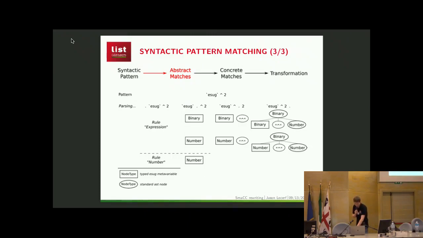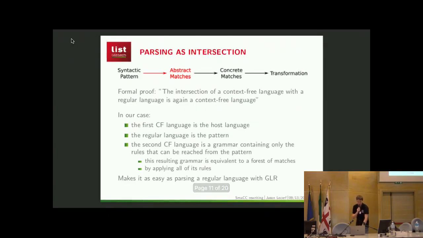And why is it so simple to get meta variable types? Because it's based on parsing as intersection. It's quite a nebulous theory if you read it like this: the intersection of a context-free grammar with a regular language is a context-free grammar. Really weird.